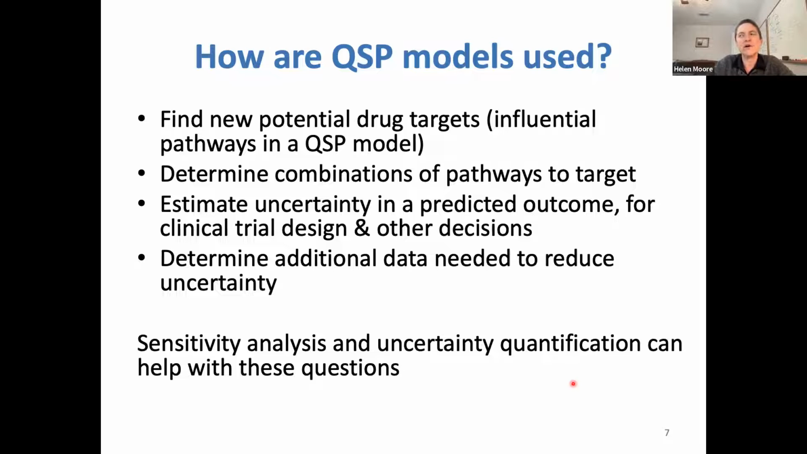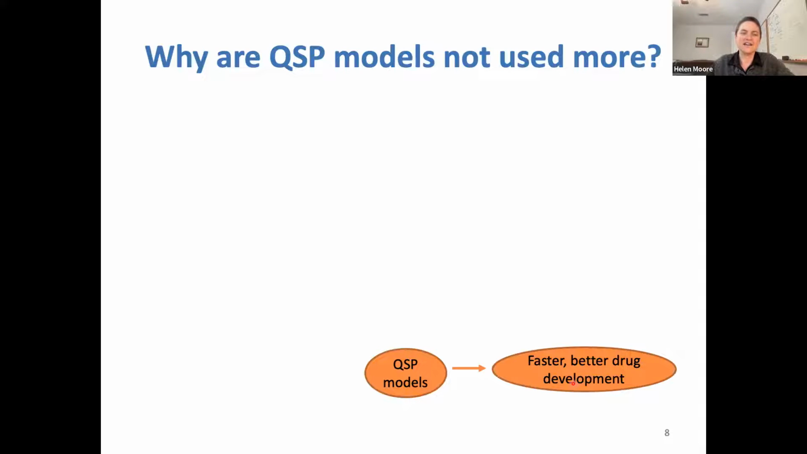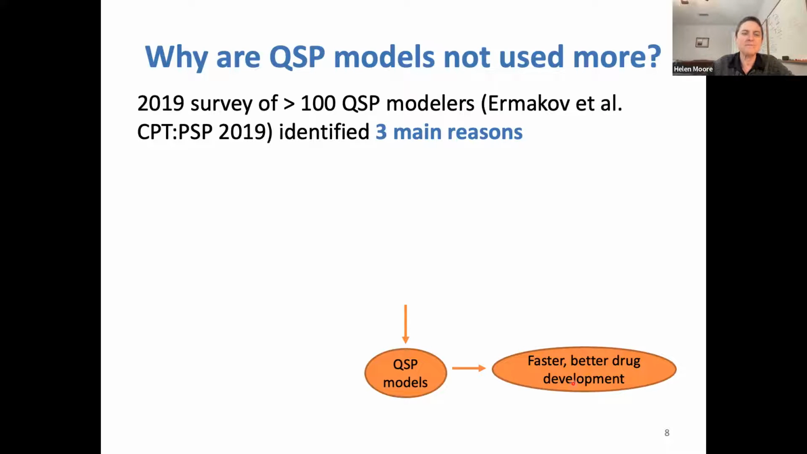So now, just to explore why QSP models are not used more, there was a study done. Well, first I'll say that QSP models clearly can improve drug development. So they can get faster and better results for that. So that means they're being produced. So here's my little QSP, my mechanistic model for QSP models. And there was a survey a few years ago, and in this field, this was a large sample of the field, over 100 QSP modelers.